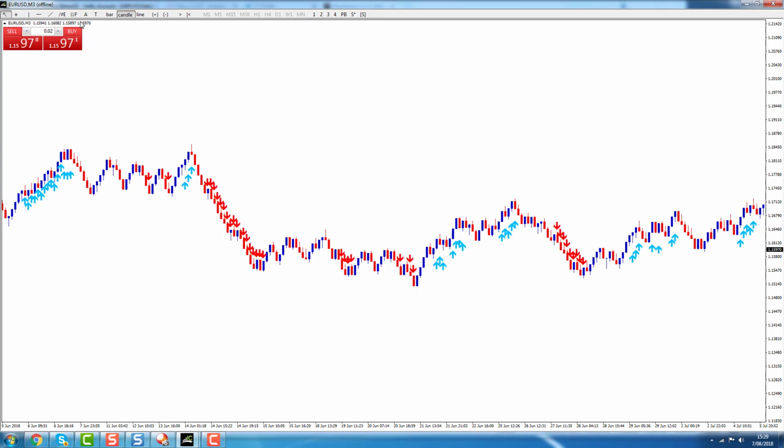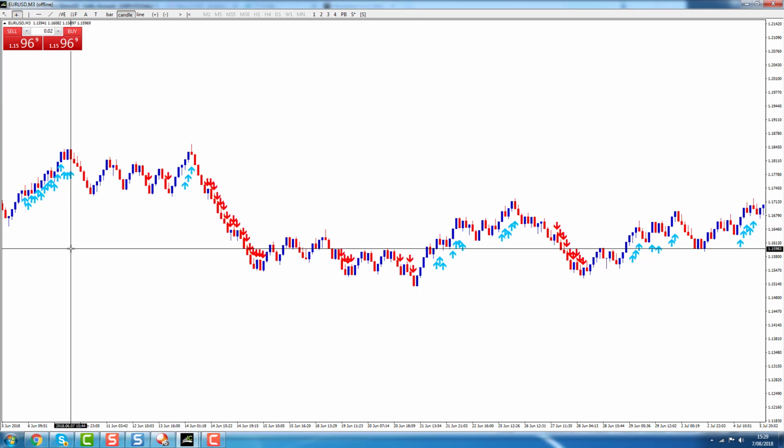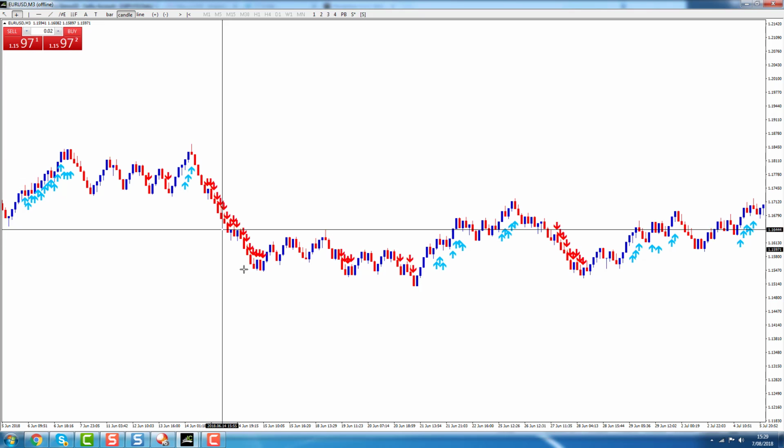We're now going to look at the euro. It's the same type of chart, a range bar chart. You can see immediately we get these nice smooth runs.